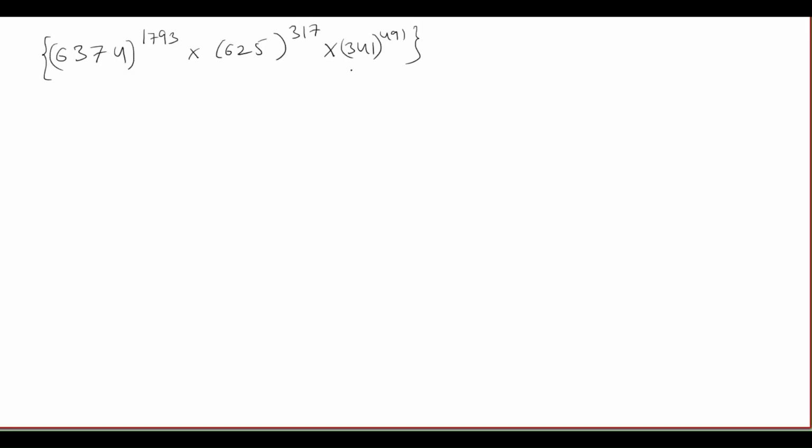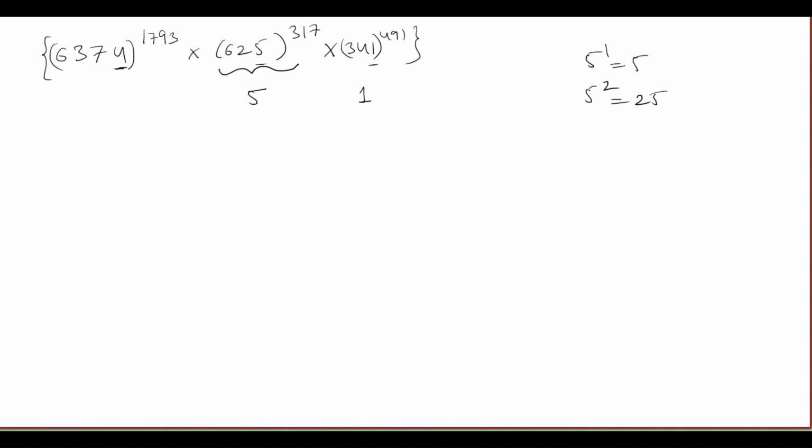Now let's see one more example. Here you have units place 4, here 5 and 1. 1 power anything is always 1. Now let's see 5 power. 5 power 1 is 5, 5 square is 25. So whatever the power, it will be 5 only. So this total will be 5, right?